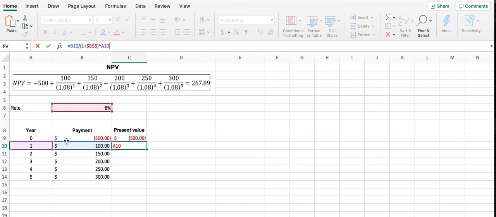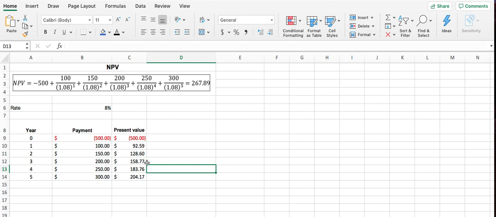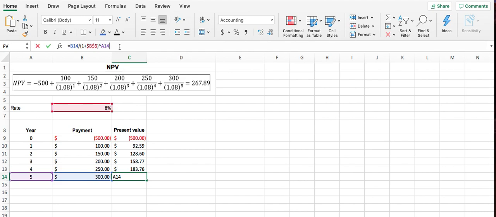This is correct because see, we have a payment of $100, which will be the present value, over the same 8% rate over the period of year 1. This is correct. We are able to drag this all the way down to year 5. And let's change this back to black because this is not a negative number. So here we have, well, let's first check to see if we have this correct. It is correct. So we can move on.